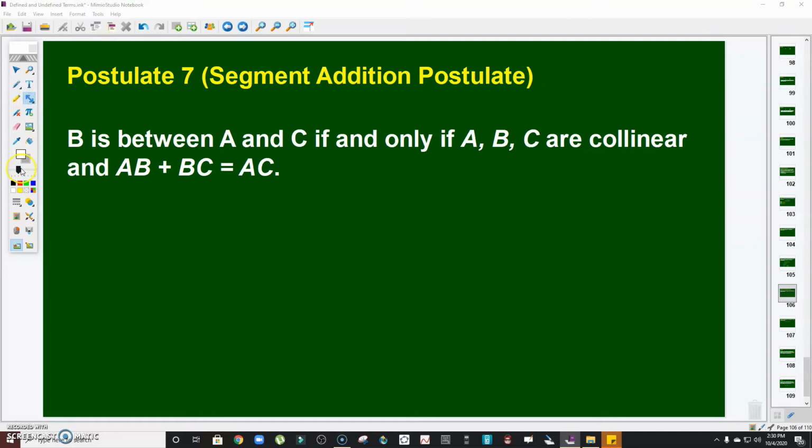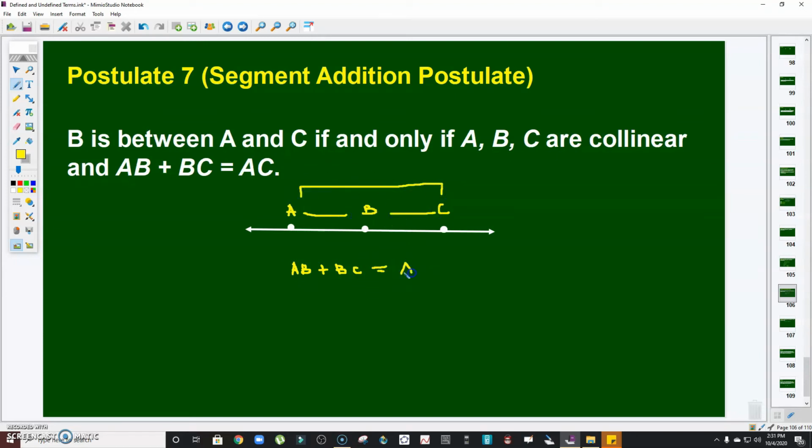So again, let's create a number line here. Then let me put the points. Okay, for example, like that. So what it says here is that B is between A and C if AB plus BC, the length of this plus the length of that, should be equal to the length of the entire segment AC. So that's what we call the segment addition postulate.